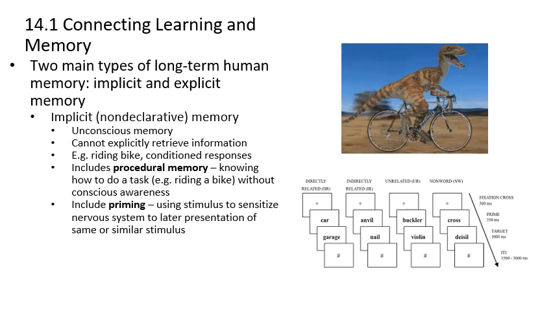And it also includes priming, which is using one stimulus to sensitize the nervous system to a later presentation of the same or similar stimuli. That's a complex definition for just saying it's prepping your brain for a given response.